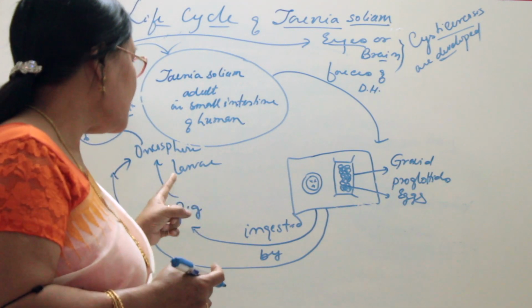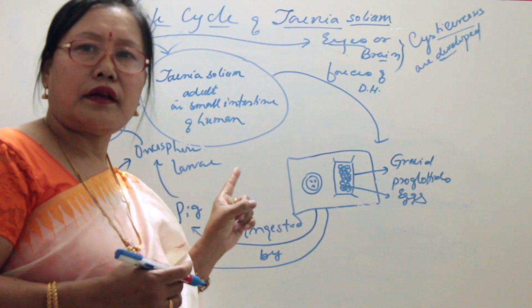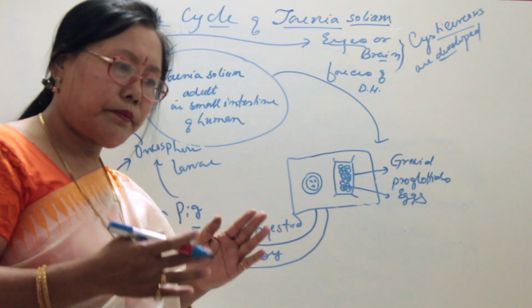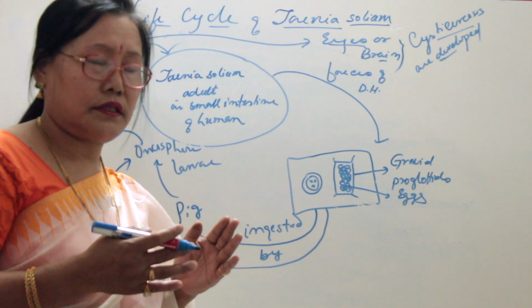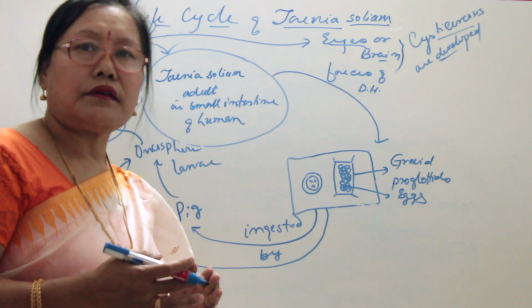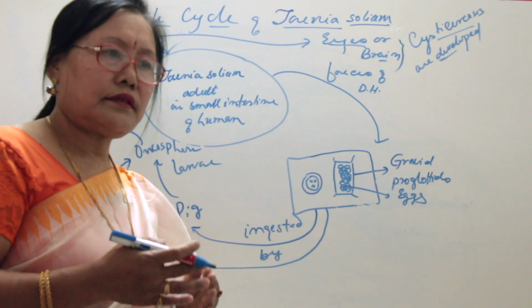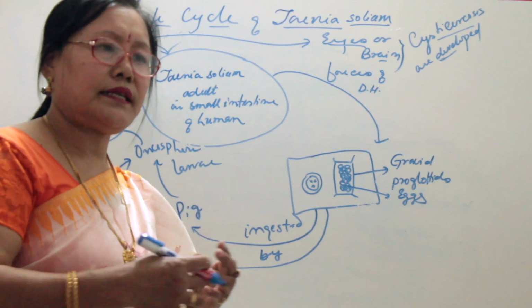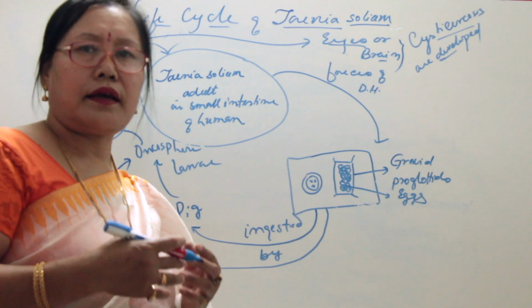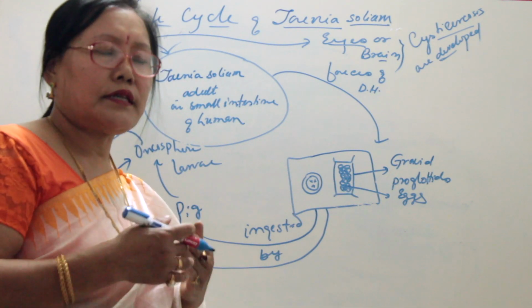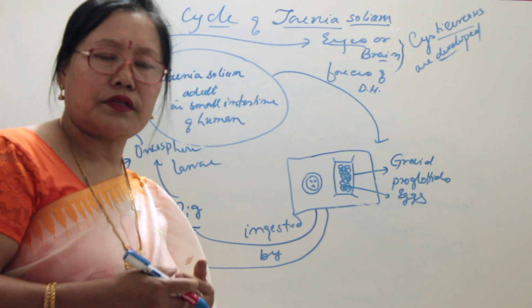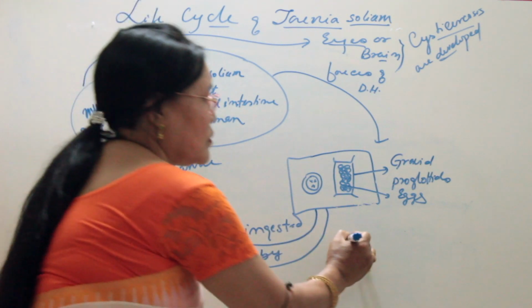And when this oncosphere larva is present in the muscles, it is known as the cysticercus. That is, the larvae are present inside the muscle, and such meat which is provided with such larvae is known as measly pork.